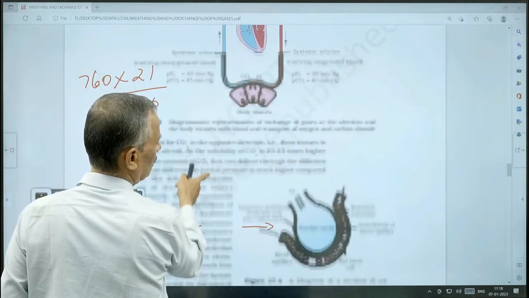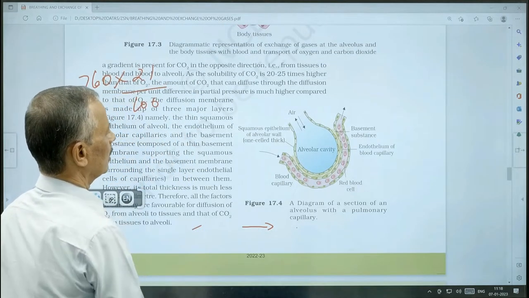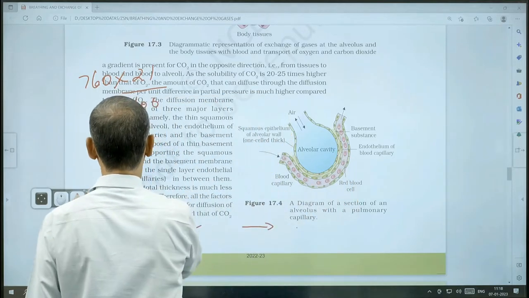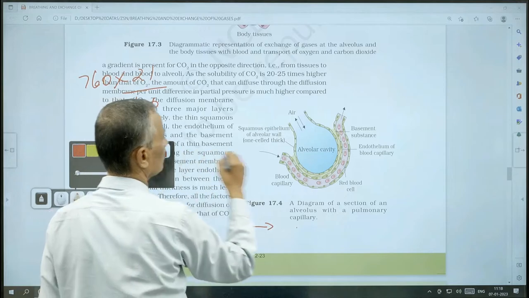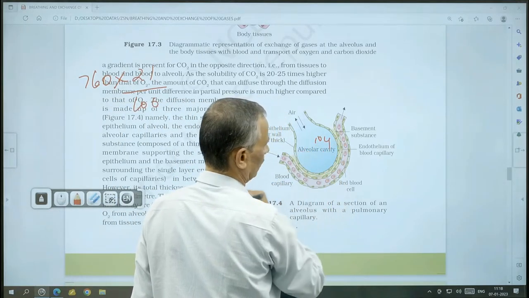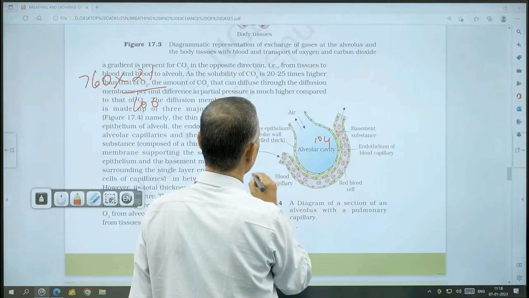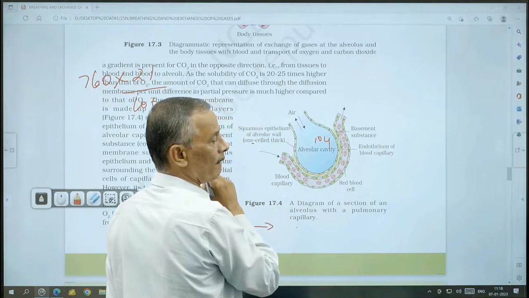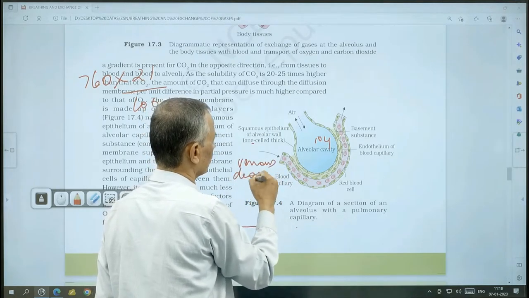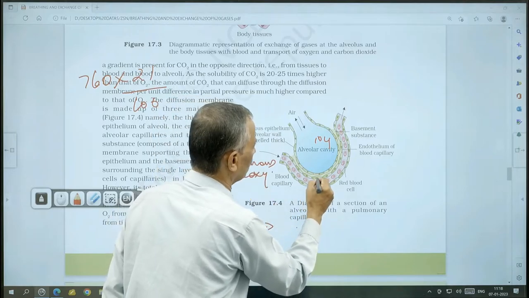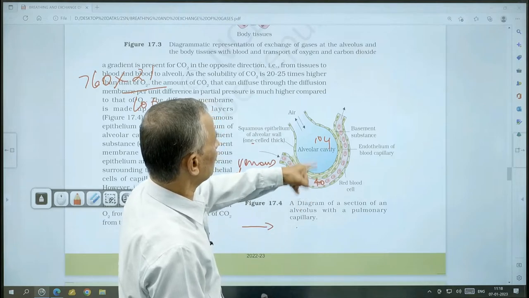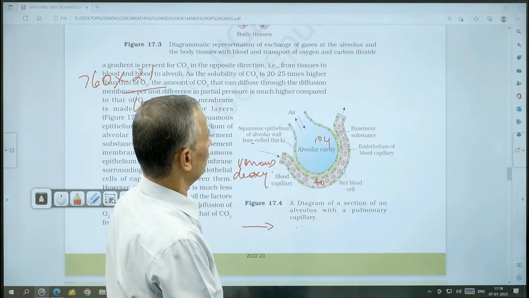made up of three layers. The alveolar air, which has 104 partial pressure, is separated from the blood reaching the alveoli, which is the venous blood, deoxygenated, which has only 40. We have three layers separating these two gases or these two media.